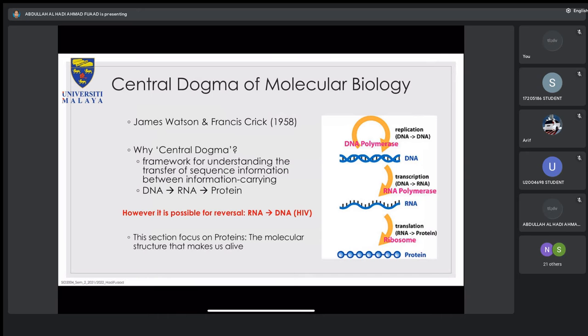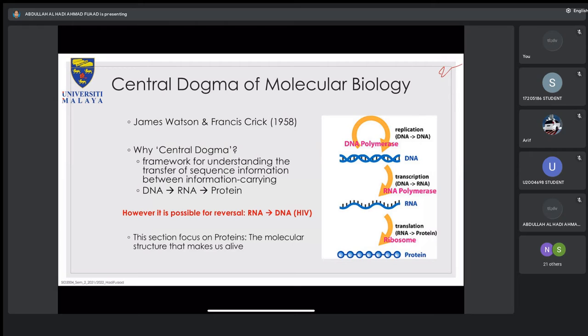Let's go quickly. So, the central dogma of molecular biology. Why are we learning biology? Because we are learning about natural structures. So we need to know a little bit about what the central dogma of molecular biology is.